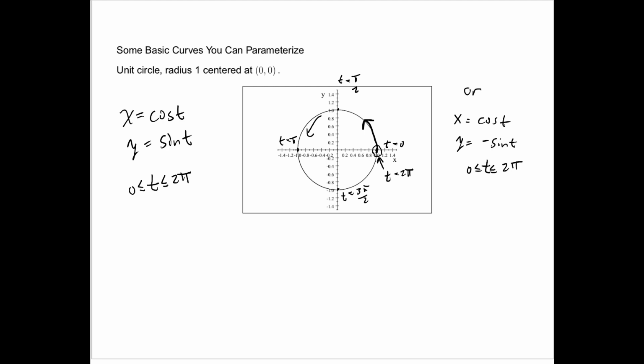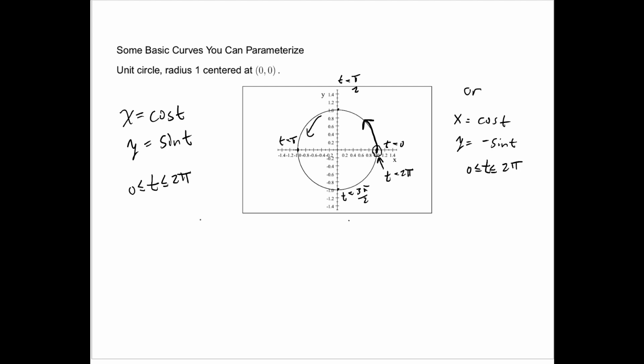But now as we increase t, we get down here when t equals pi over 2. With this new parameterization, we're back here when t equals pi. And we're up to here when t equals 3 pi over 2. And back to here when t equals 2 pi. So that just gives us a parameterization for the same curve going in the opposite direction. There are many different parameterizations we can give for the exact same curve.